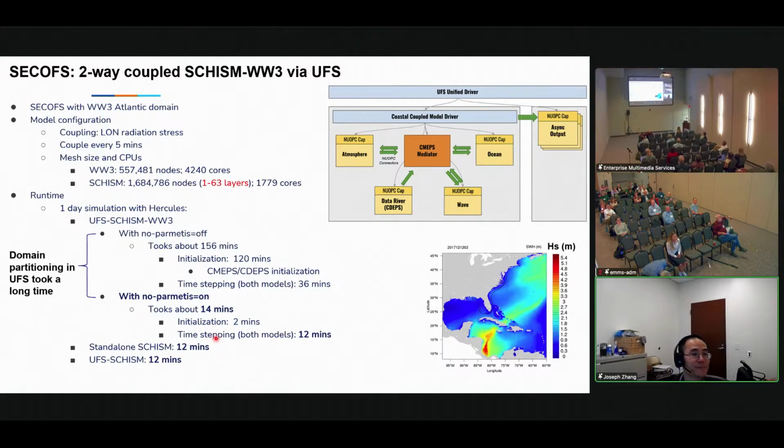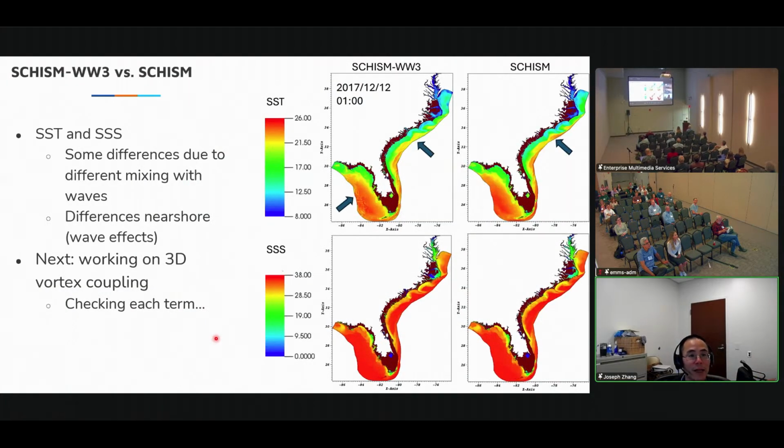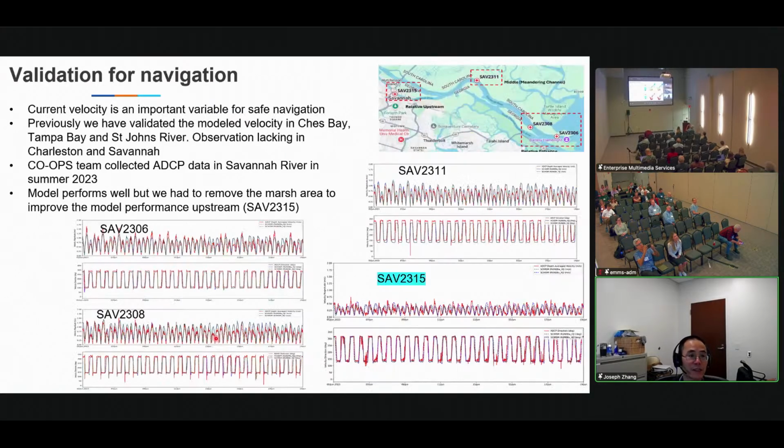Anyway, we went through all these steps, and it's very important to take baby steps and check all the exchange variables one by one. Those plots show the difference between coupled and uncoupled models. So we are starting to get some sensible results, and obviously we need to go into more detail, especially as there is some future work related to 3D coupling.